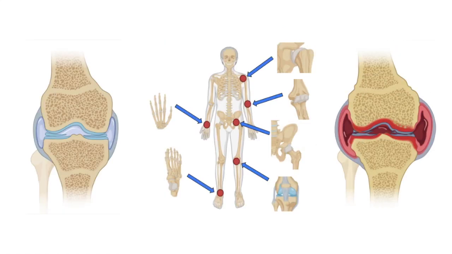In summary, RA can affect joints throughout the body. It works by using the body's own cells to cause inflammation and bone damage. And while there's no cure, there are many medical interventions that can make RA manageable for the rest of someone's life.